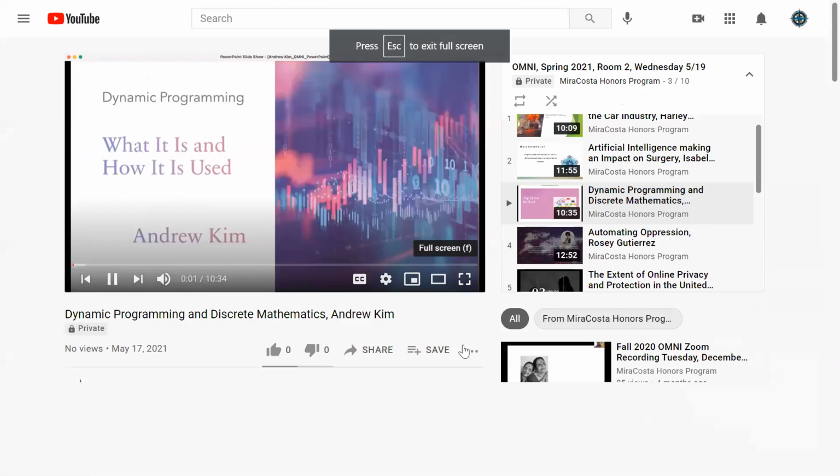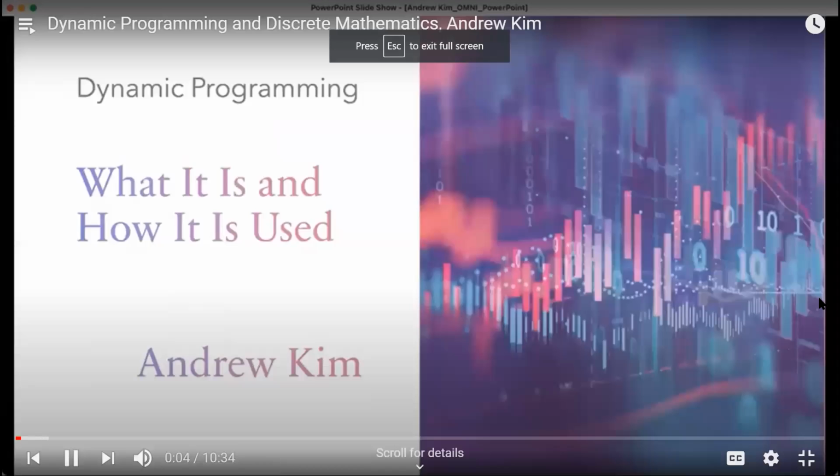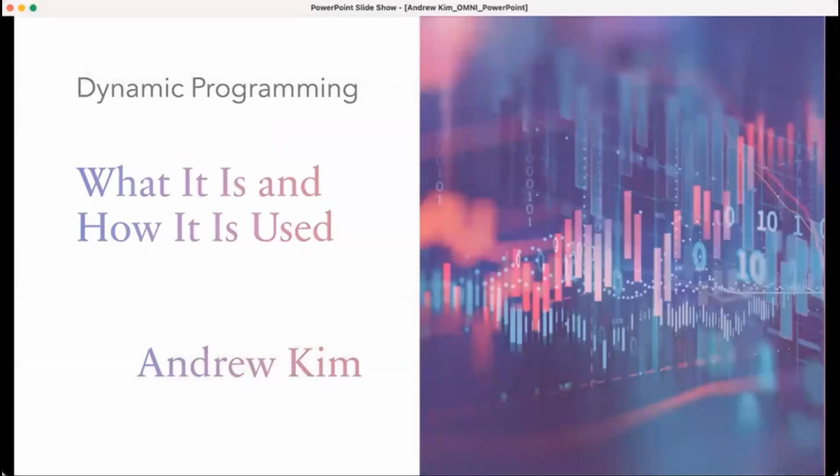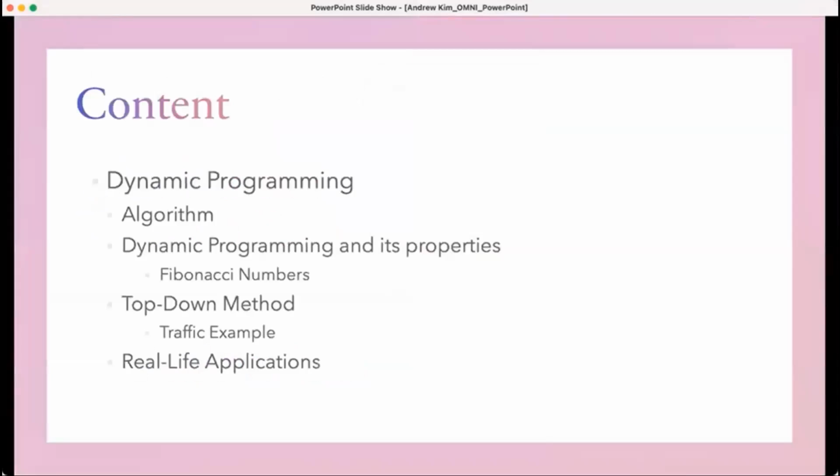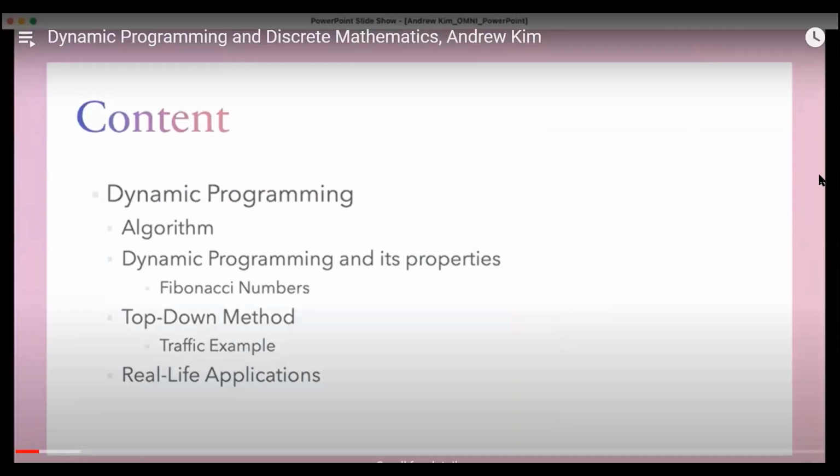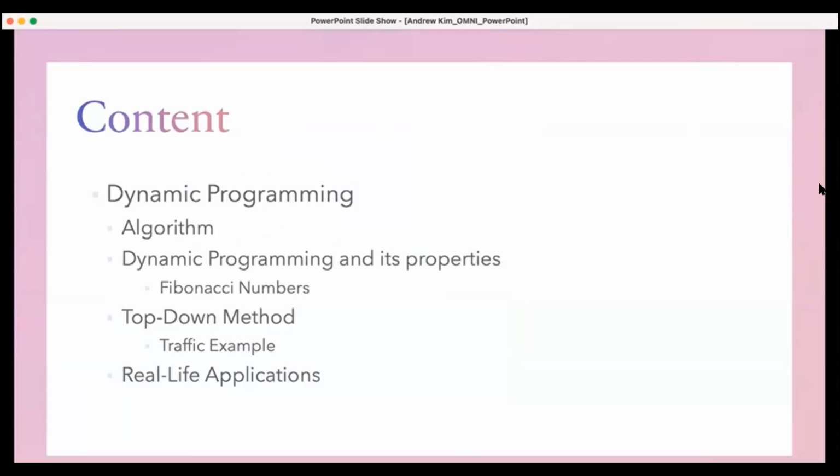Hi, my name is Andrew. Today I'm going to be talking about dynamic programming and its real-life applications. For those of you who are not familiar with computer science, you may have asked yourself, what is dynamic programming? Is it even relevant to my life? As a matter of fact, it's actually very relevant to all of our lives, but to understand why it's so important to us, we have to first understand what it is.